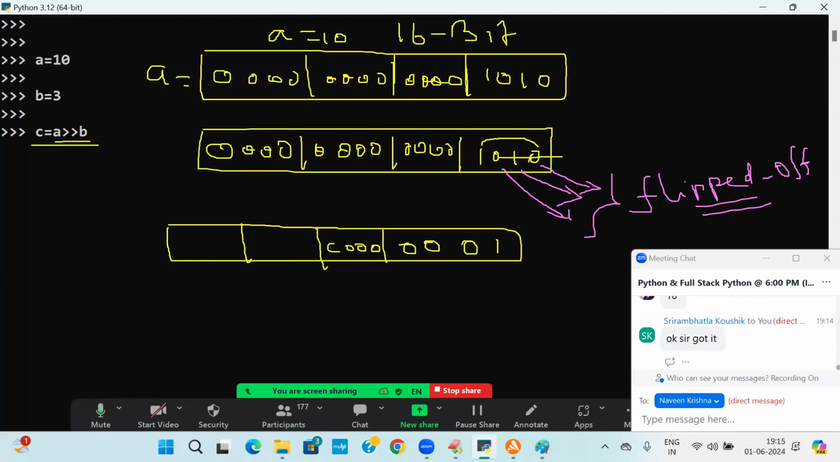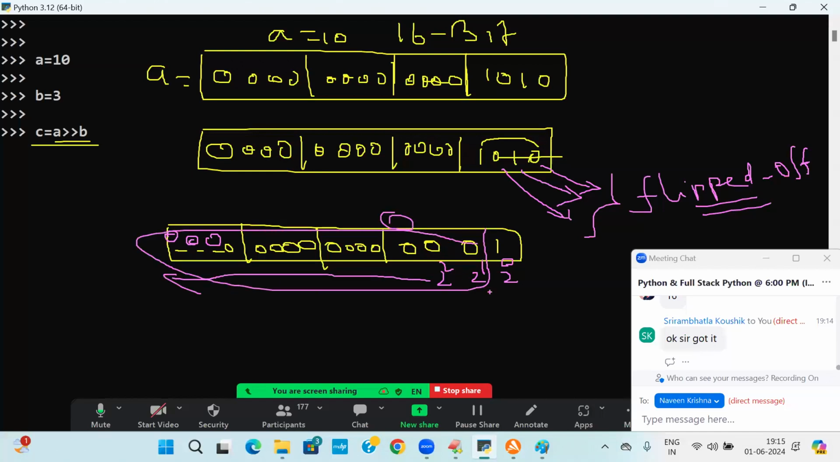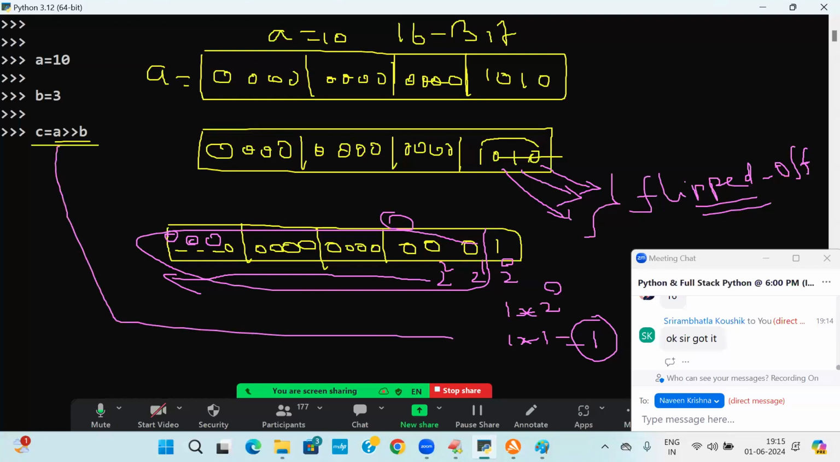0, 0, 0, 0, 0, 0, 0, 0, 0, dash, dash, dash. What is filled? Zeros will be filled. What is the calculation now? 2 to the power of 0, 2 to the power of 1, 2 square, 2 cube, and so on. These are all 0 only now. What is this now? 1 into 2 to the power of 0, 1 into 1. What is the answer now? 1. Understand or not?